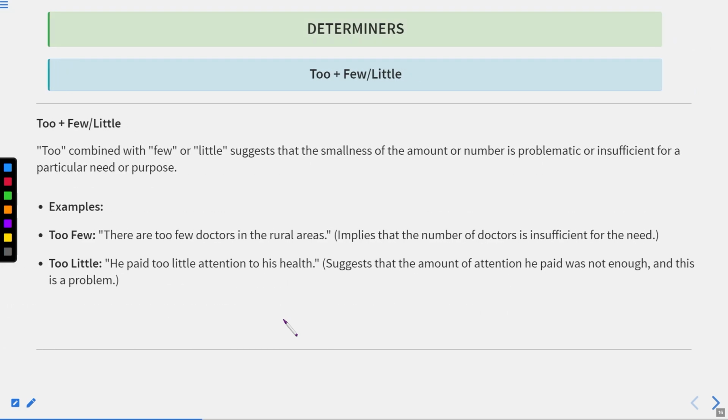Now, too plus few or little. Too combined with few or little suggests that the smallness of the amount or number is problematic or insufficient for a particular need or purpose. For example, "There are too few doctors in the rural areas" implies that the number of doctors is insufficient for the need. "He paid too little attention to his health" suggests that the amount of attention he paid was not enough, and this is a problem.